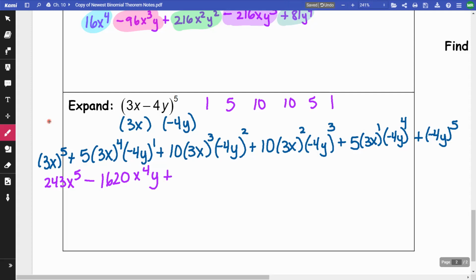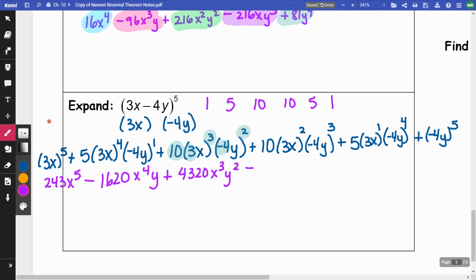Plus, here I'm just going to highlight a 10 times a 3 to the 3rd, which is a 27, times a -4 squared, which is a 16, and I get 4,320. So I get 4,320 x to the 3rd, y to the 2nd. Minus, because again, it's alternating signs.